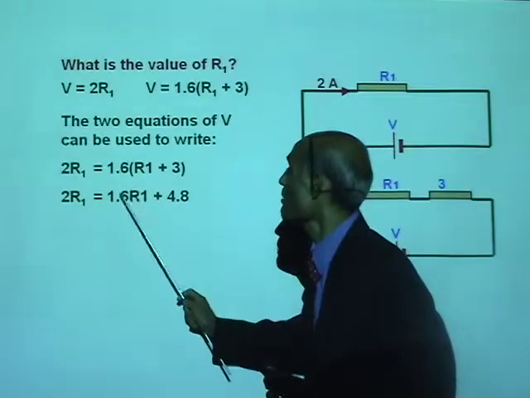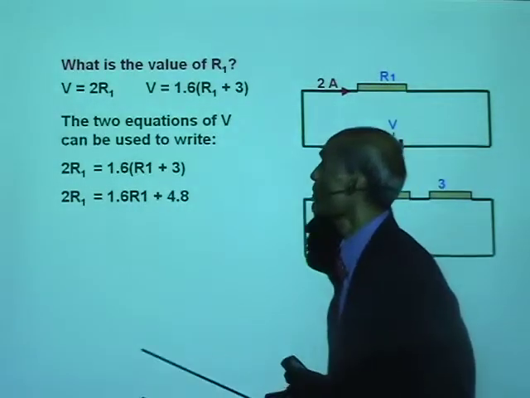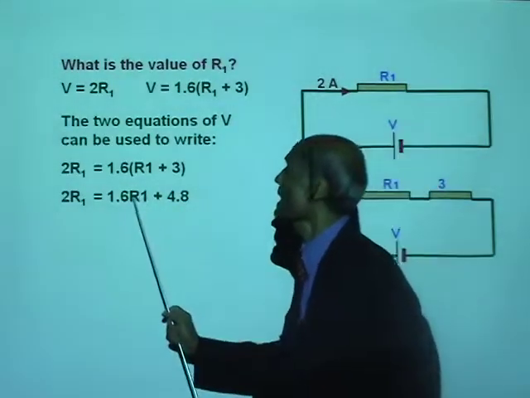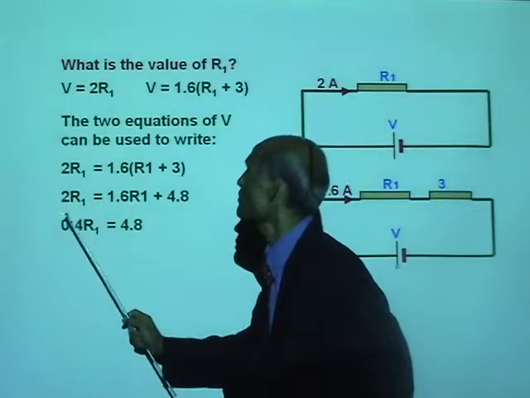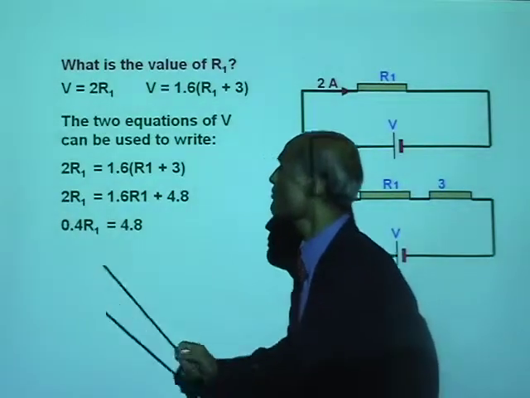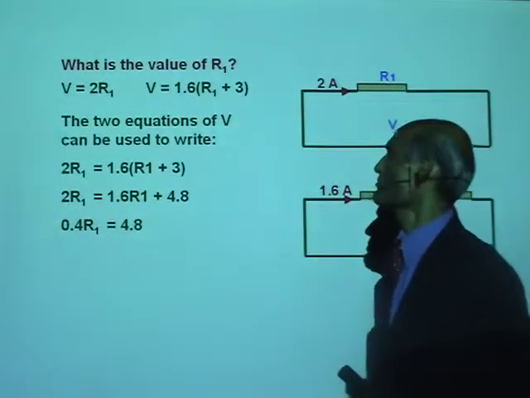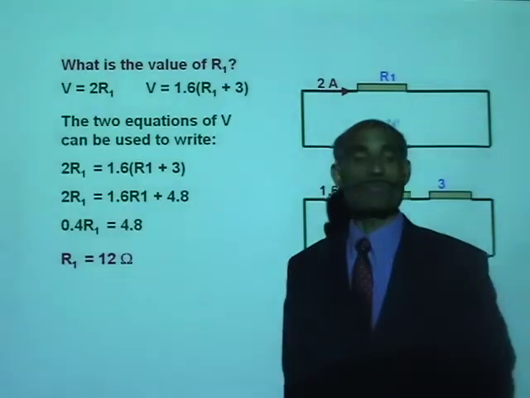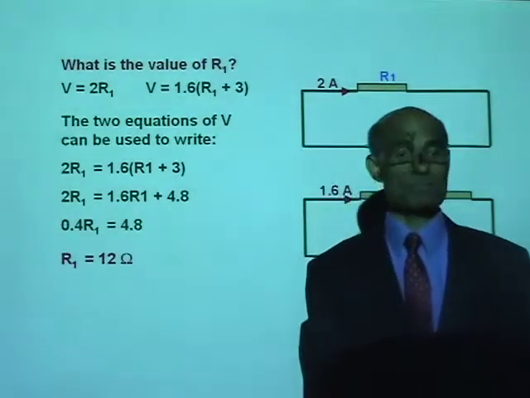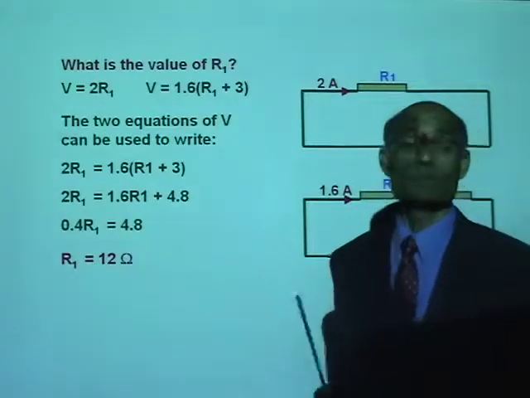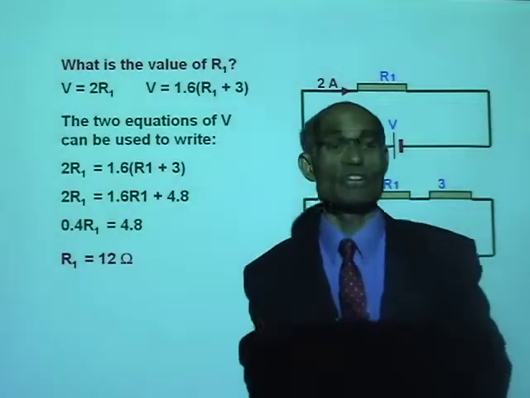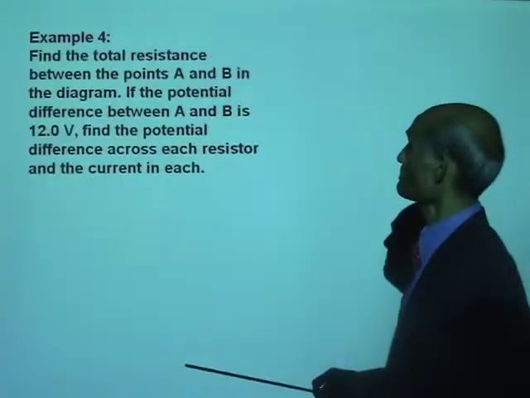2R1 is 1.6 R1 plus 4.8, and moving the 1.6 R1 to the left, you get 0.4 R1 is 4.8, or R1 is 12 ohm. That's a good problem, and I would like you to practice this kind of problems.